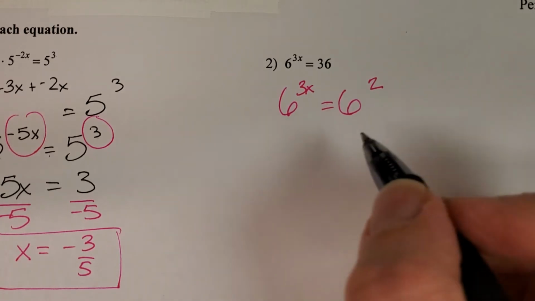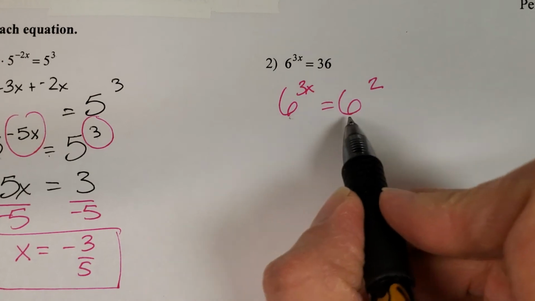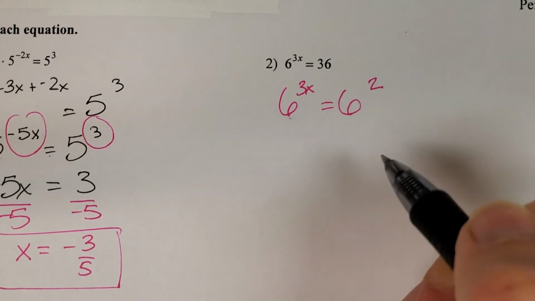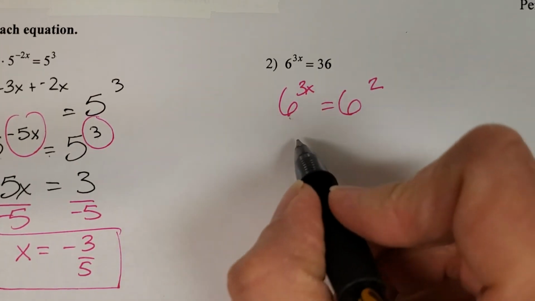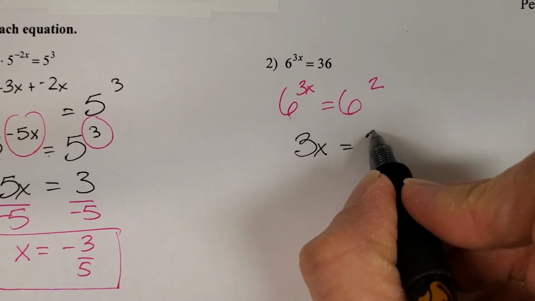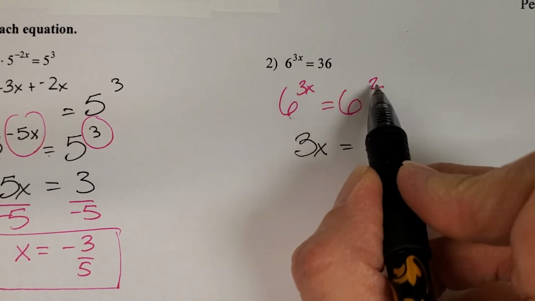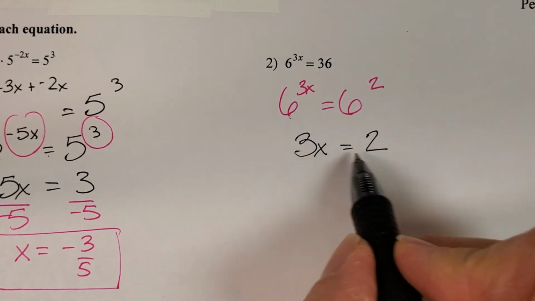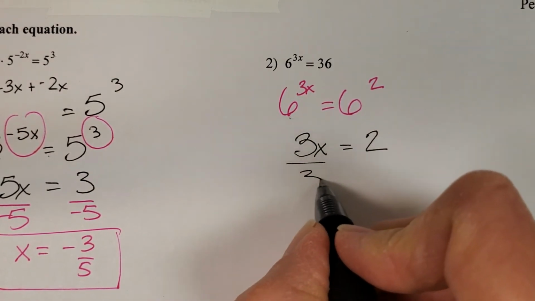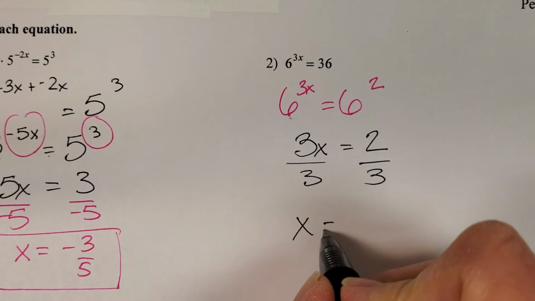Now, I don't have to simplify, so step 2 is already done, right? There's just one base on each side. So I'm going to set my exponents equal to each other, because if this is an equation, then this exponent has to equal that exponent. So I know that 3x has to equal 2. I'm going to divide both sides by 3, and I get x equals 2/3.